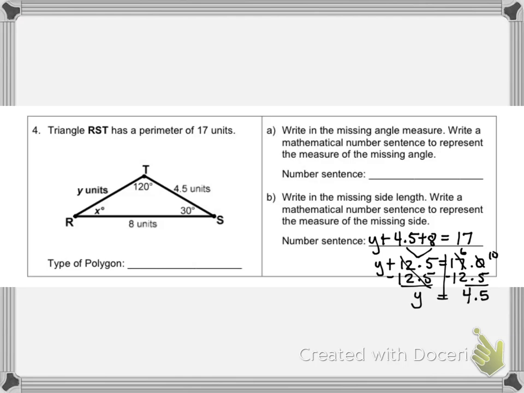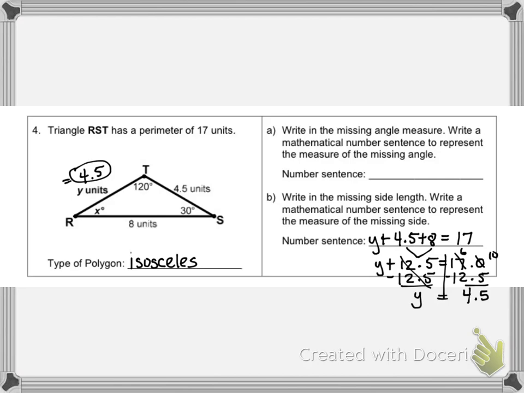So the missing measure of my Y from R to T is 4.5 units. Now I look at my side measures. I've got a 4.5, I've got a 4.5, and an 8. Well, two of them are the same, so I know I have an isosceles. Now we look at the angles. I've got an X, a 120, and a 30.